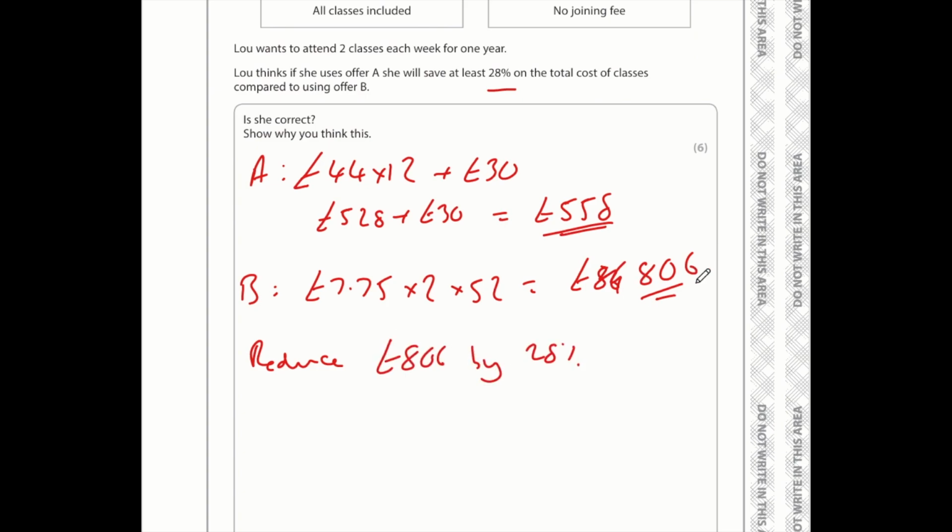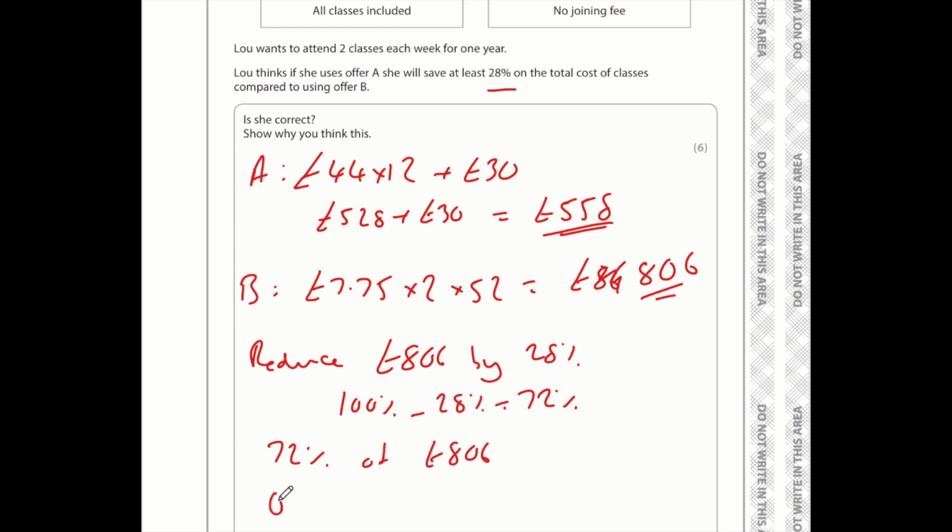Or just work out 28% of this amount and take that amount off. Now, if you're buying, let's say, a pair of trainers and it's 28% off, what percentage do you pay? You pay 100% minus 28%, which is 72%. So all we need to do is work out 72% of 806.